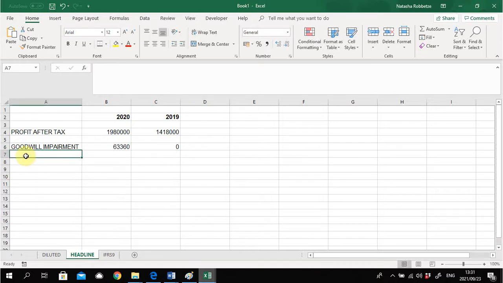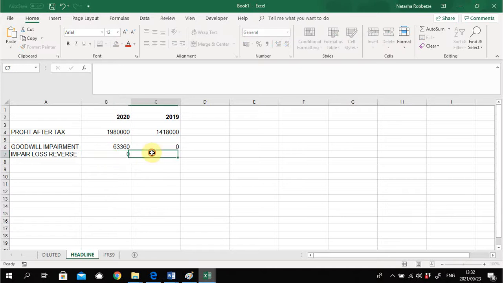Then we have the next one, which is the impairment loss reversal. I'm just going to call it impair loss reverse. And in the year 2020, there was nothing, but we need to do a calculation in 2019. So there we had a 25,500. That amount was a reversal. So it would have been added when they calculated the profit. So now we need to deduct it. We need to do the opposite. And that amount was 25,500 at 72%.